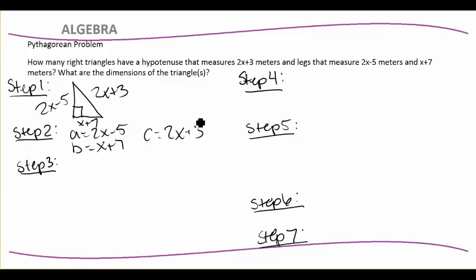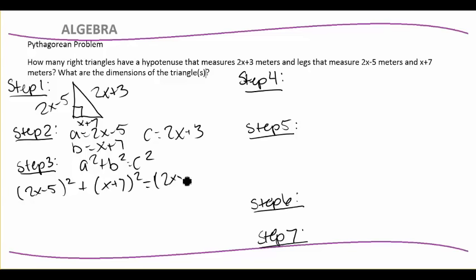Step 3, we are going to determine if there's a special formula and substitute in the given information. We're going to use the Pythagorean Theorem, which is a squared plus b squared equals c squared. And so we're going to substitute. So A is 2x minus 5, and that's going to be squared, plus B, which is x plus 7, which is squared, equals C, which is 2x plus 3, and that's also going to be squared.